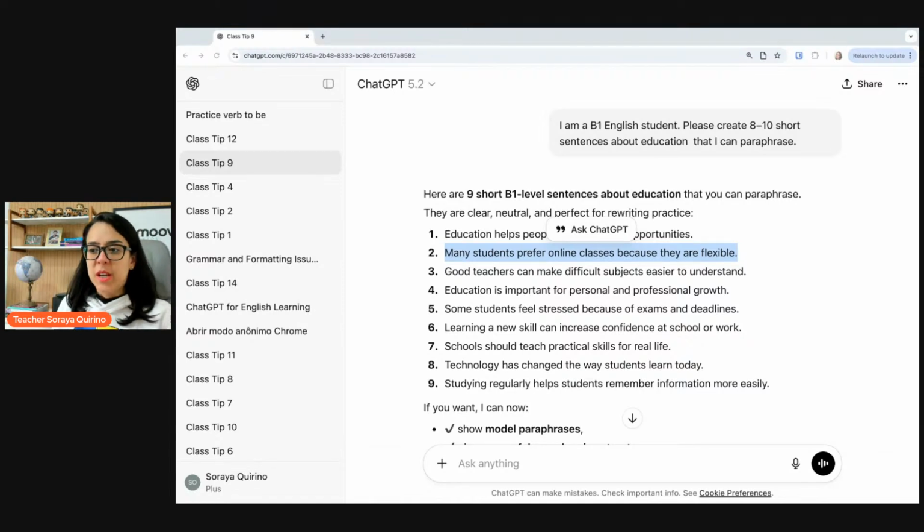So you can paraphrase it, and ChatGPT will let you know if it is right or wrong, and it will correct your mistakes and explain why you made a mistake and probably suggest something different for you.